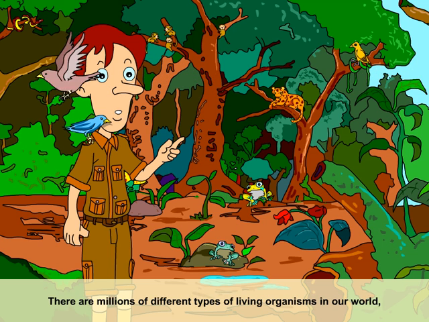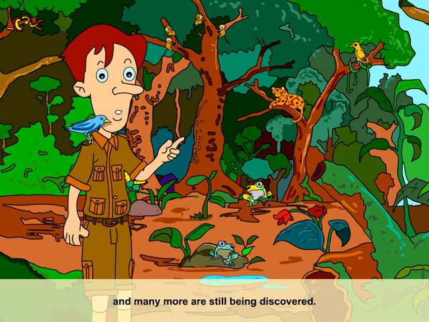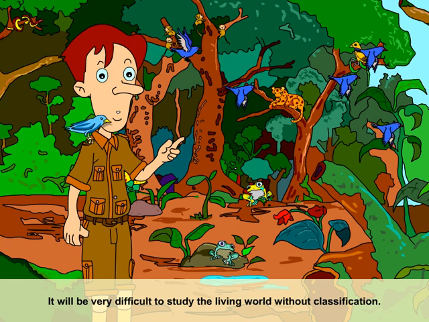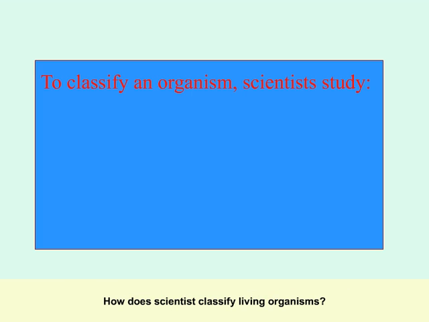There are millions of different types of living organisms in our world, and many more are still being discovered. It would be very difficult to study the living world if not for classification. How do scientists classify living organisms?